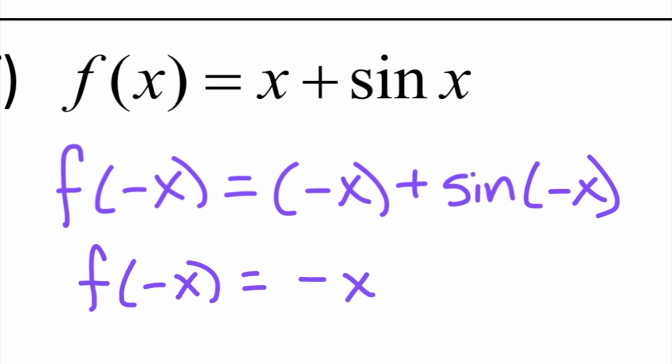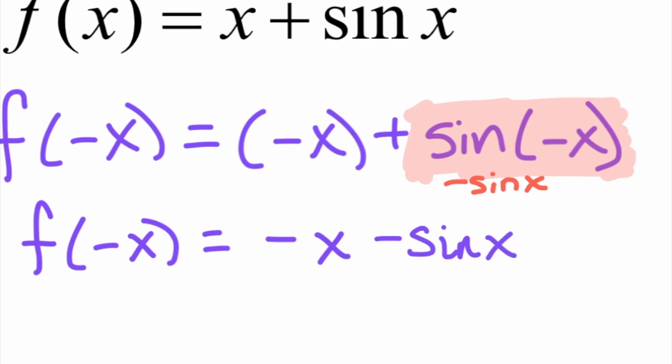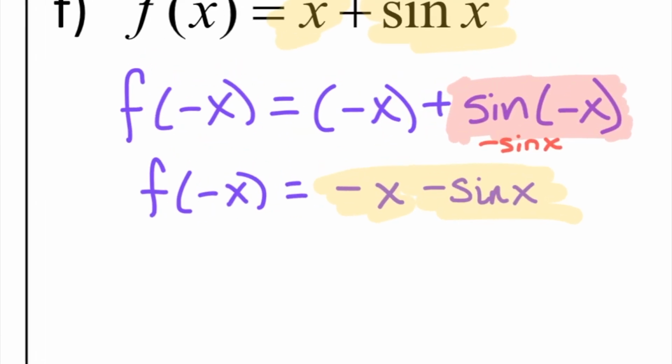Now, keep in mind that this identity, the sine of negative x, is going to equal negative sine of x, right? And so this whole thing is going to be minus sine of x. Well, both terms changed sign. x became negative x, and sine of x became negative sine of x. If the whole entire function is negated, then this is going to be an odd function.